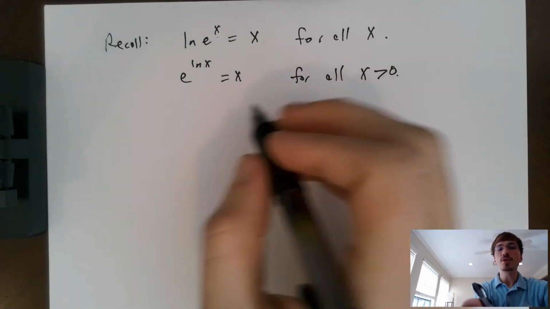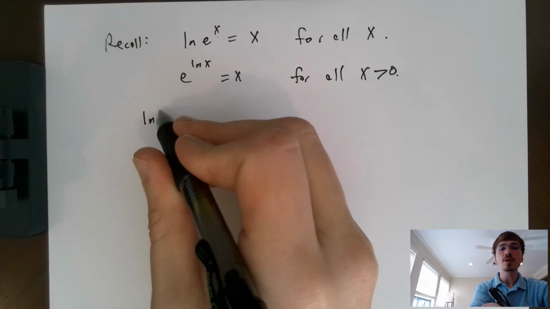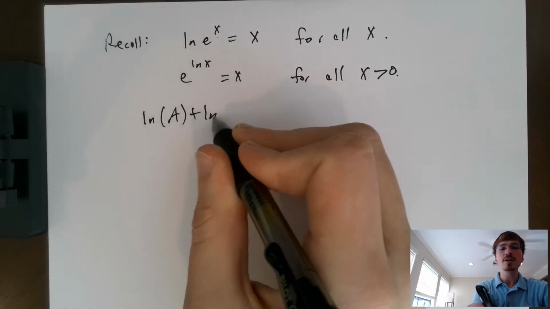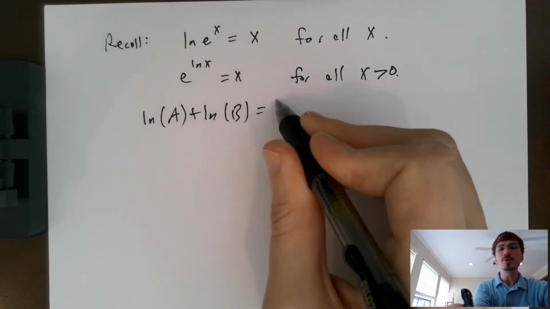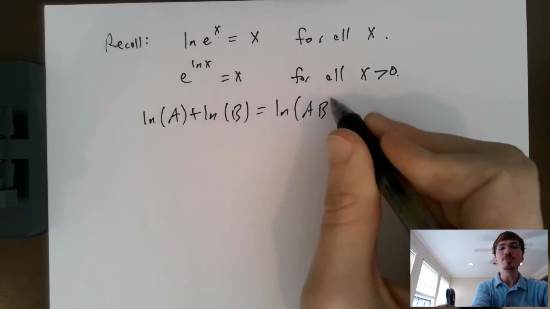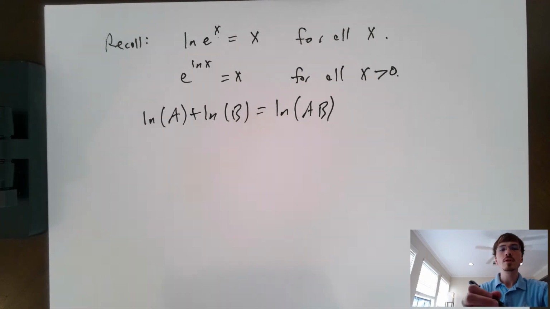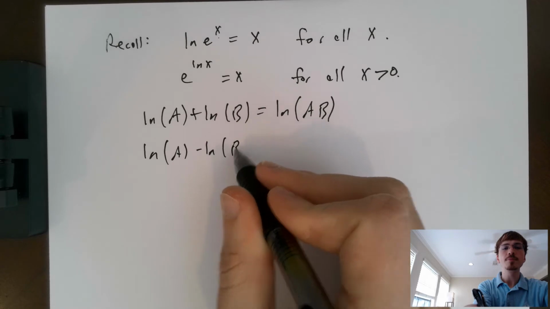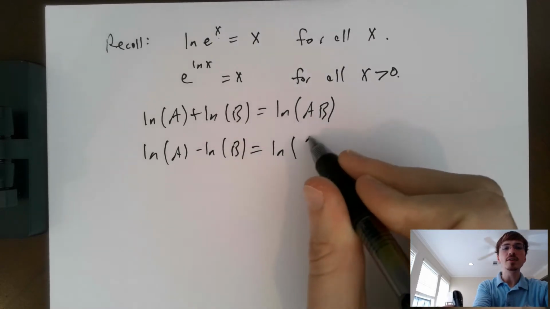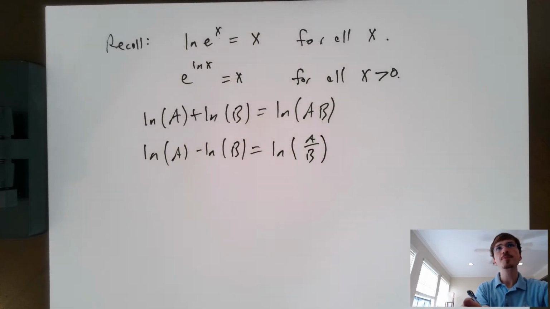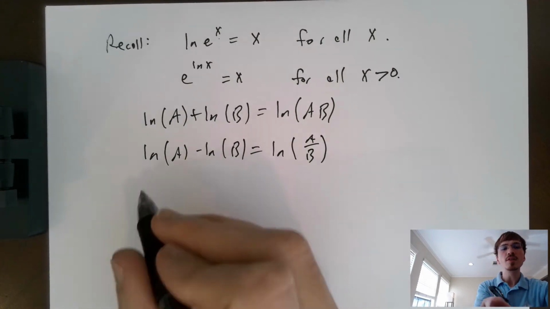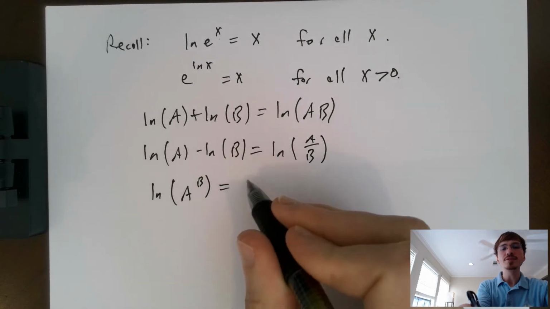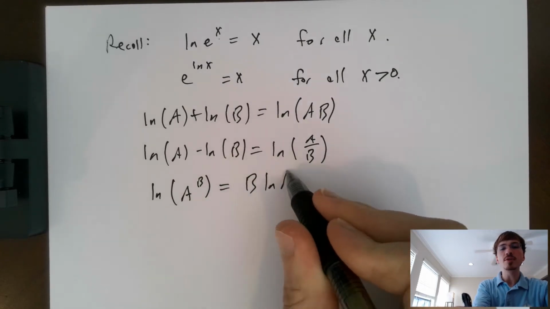So let's also recall that the natural log of a plus the natural log of b is equal to the natural log of a times b. We know that the natural log of a minus the natural log of b is equal to the natural log of a divided by b. The natural log of a to the power b is equal to b times the natural log of a.